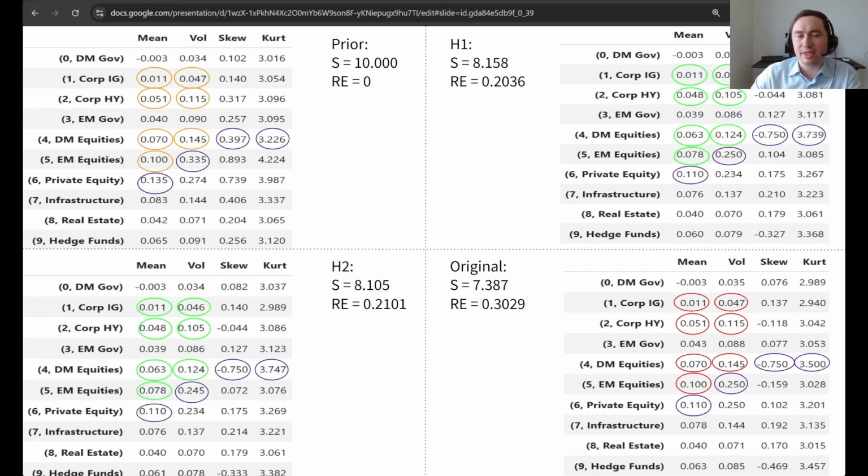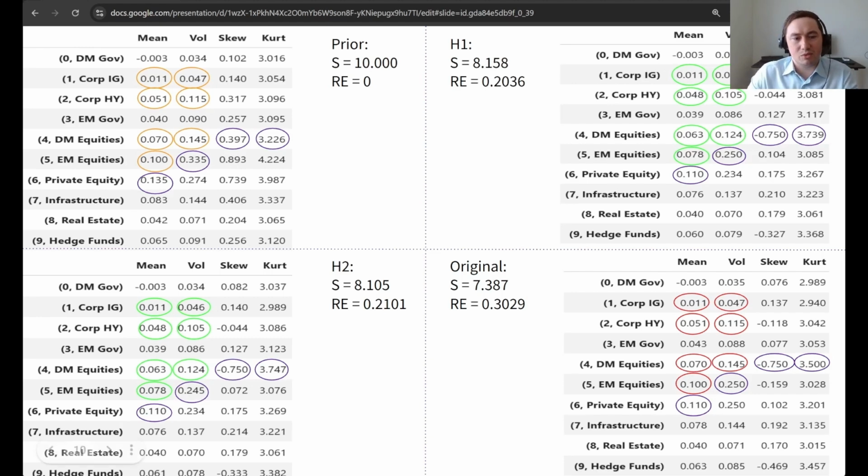for the sequential processing. So the H1 gives us an effective number of scenarios of 8,158. So this is how concentrated our probabilities are, and the relative entropy of this value. So first of all, we verify that all our views are satisfied, and the views we implemented are that the expected return should be 11% for private equity, the emerging market volatility should be less than or equal to 25%, and that the skewness for developed market equities should be minus 0.75, and that the kurtosis should be more than 3.5. And then we have a correlation view also, which we will see in the code.